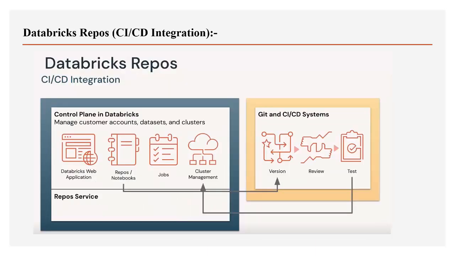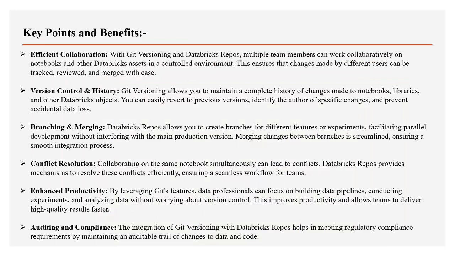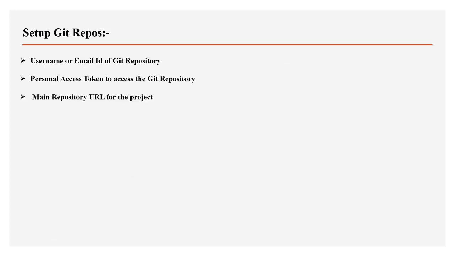So this is how these things will work. So let's see practically how we can do this. Before moving forward, we need three things to set up the repos with Databricks. First, we need a username or email ID of the Git repository, right? With this email ID we can use the Git repository for a specific project. We need the personal access token to access the Git repository environment. And once you get these things, we need a repository URL for the specific project.